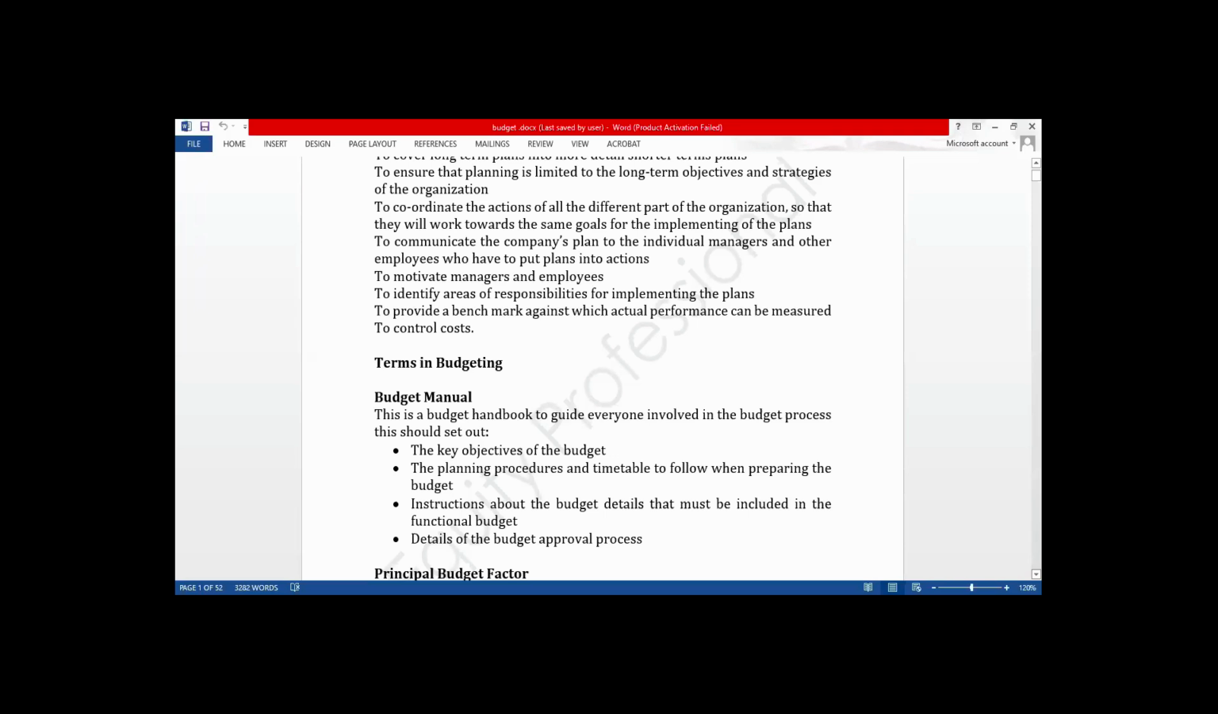We also explain fixed budget, flexible budget, and flex budget. After the explanation, we look at question number 2. That question number 2 is ABC. I'm trying to go to that question.